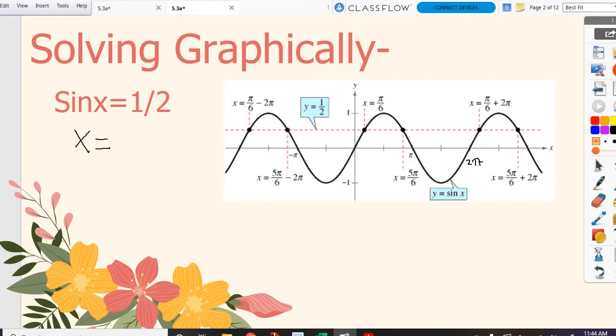So what's our first point that they've labeled here? Pi over 6. Okay? Which makes sense because we're positive for sine in our first quadrant and we're above the x-axis on our graph. Now where's the second spot that they have labeled? 5 pi over 6.